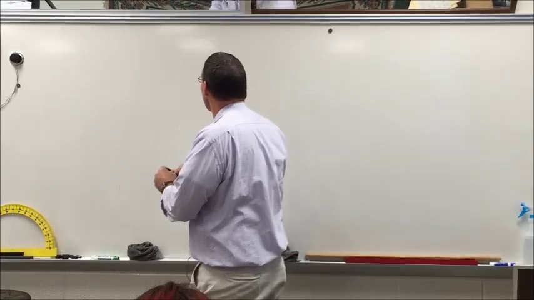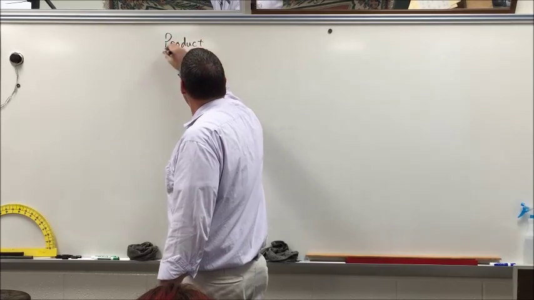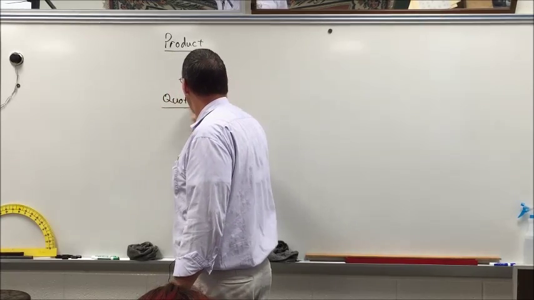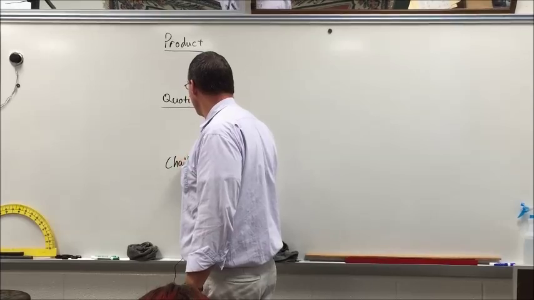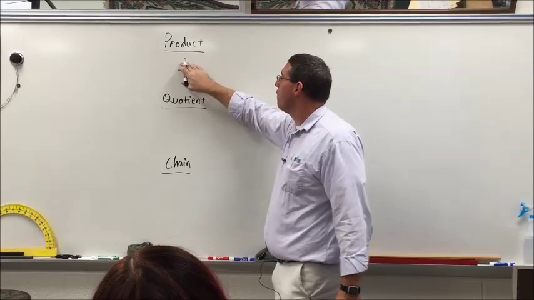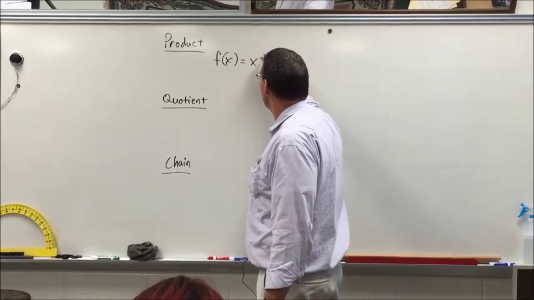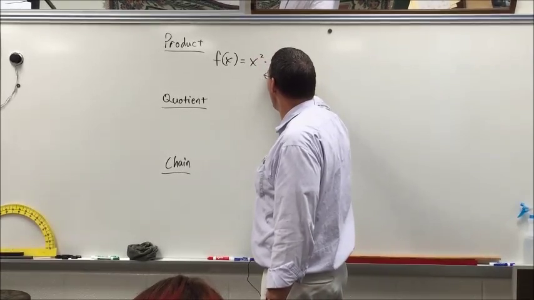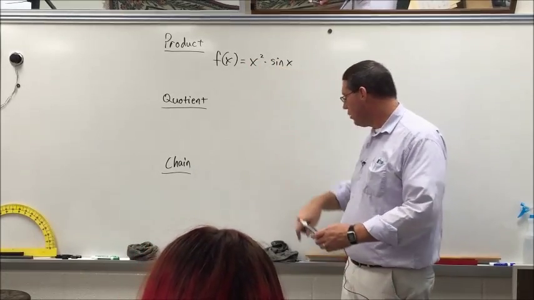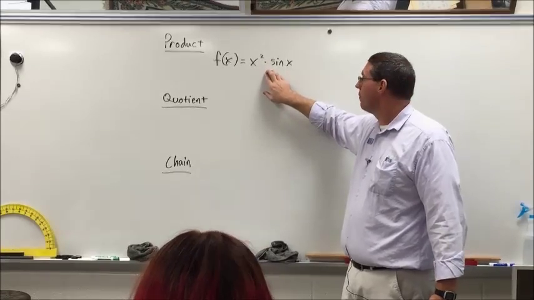So we learned 3 rules yesterday. We learned what is called the product rule. We learned the quotient rule. And we learned the chain rule. The product rule for derivatives is used when your function, let's say we have f of x, is equal to x squared times sine of x. It is a function that is 2 separate functions multiplied by each other. A function times a function.